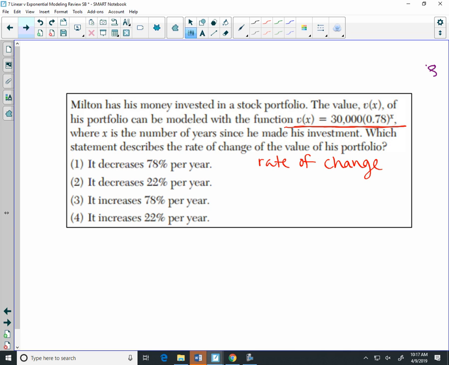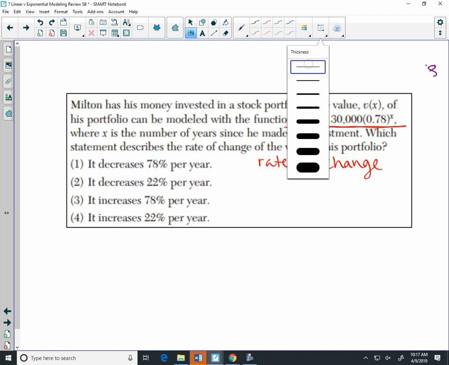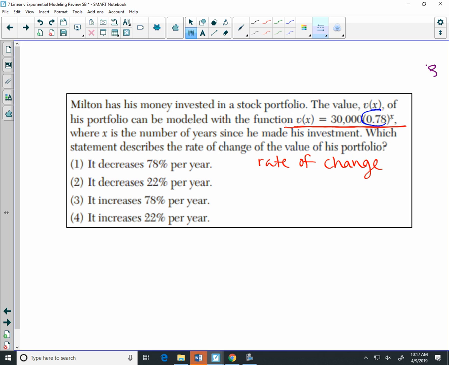And all of our answers are going to be written as a percent. So the only number that we care about is this one right here, this 0.78. What we're going to do is turn 0.78 back into a percent. So we're going to move that decimal twice and turn this into 78%.